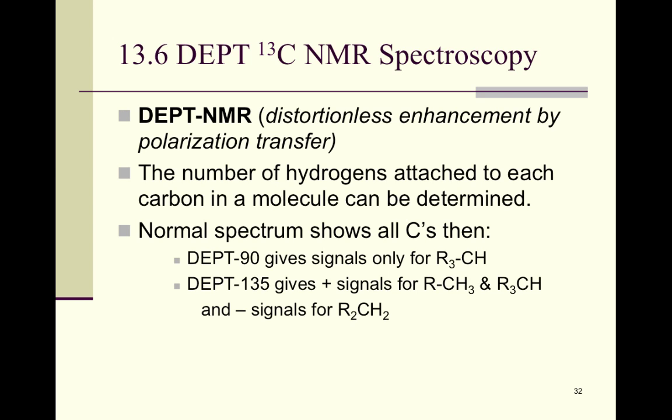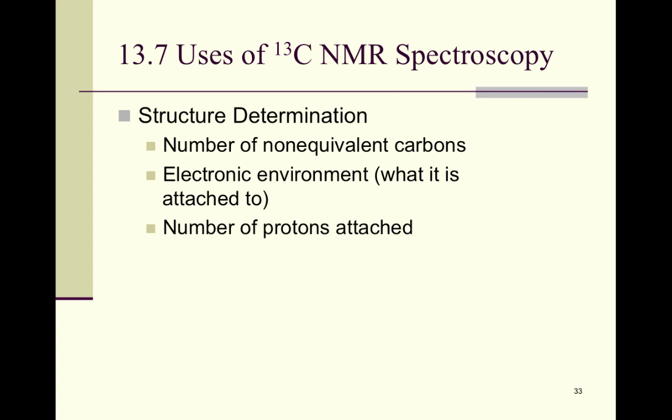DEPT, carbon-13 NMR spectroscopy. This is distortionless enhancement by polarization transfer. The number of hydrogens attached to each carbon in a molecule can be determined with this test. Normal spectrum will show all your carbons, and then the DEPT 90 gives a signal only if you have a tertiary carbon. DEPT 135 gives you all the signals, plus you can get signals for primary, tertiary, and even secondary carbons.